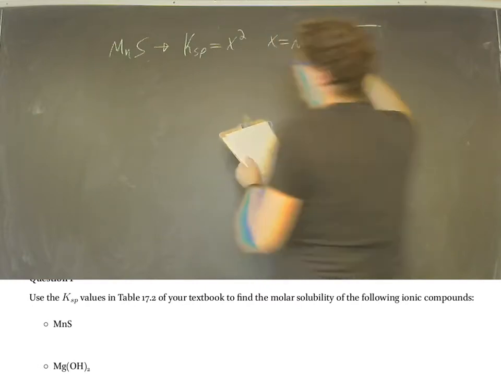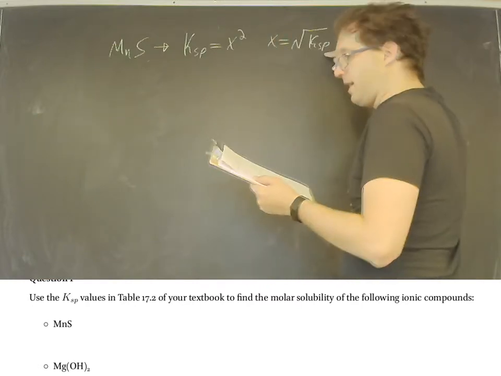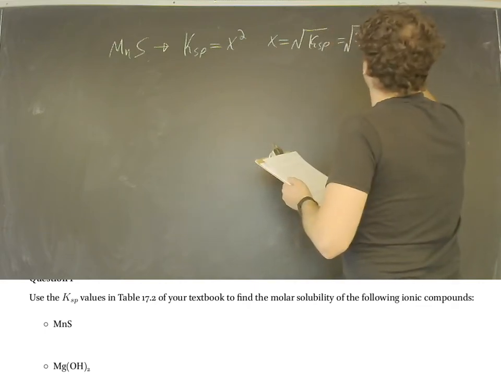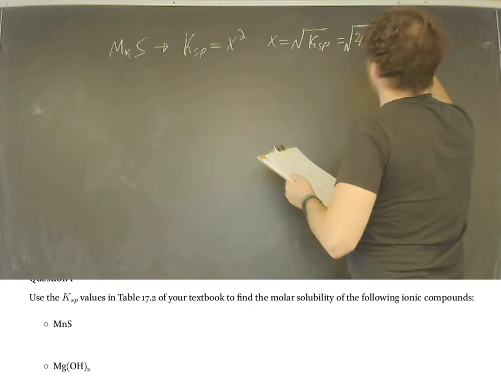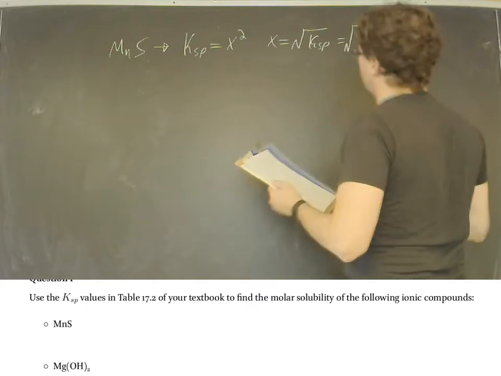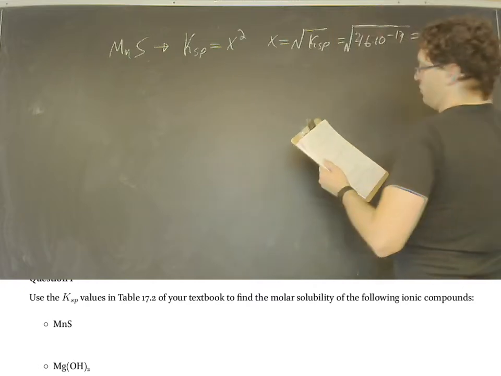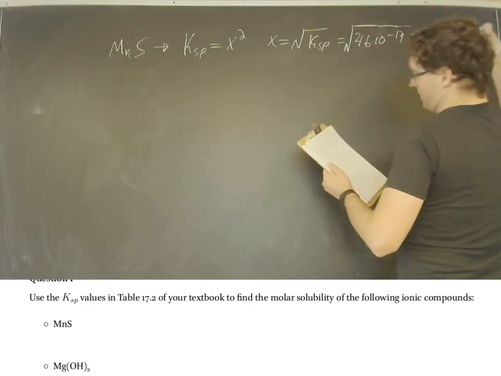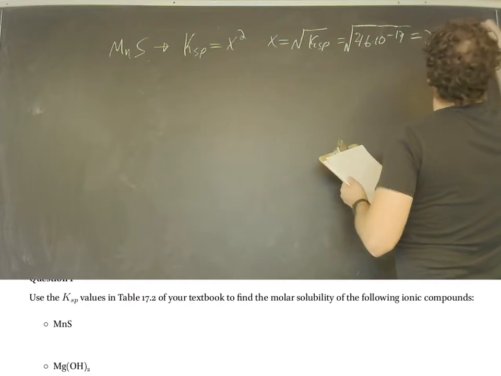The KSP value for the manganese 2 sulfide is 4.6 times 10 to the negative 14th. And so the molar solubility is going to be 2.14 times 10 to the negative 7th. And that's a molar quantity.